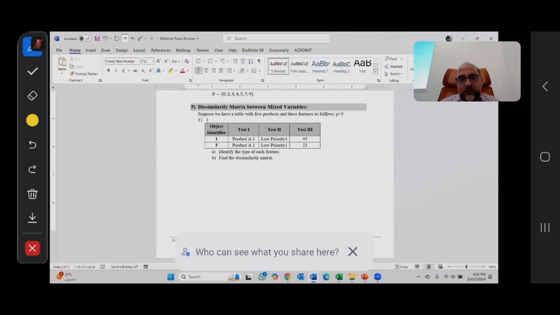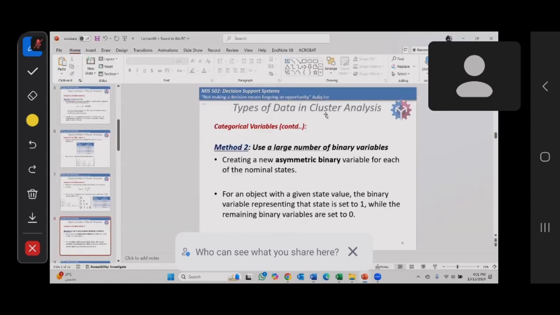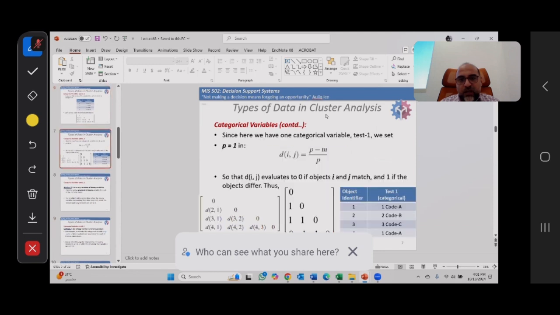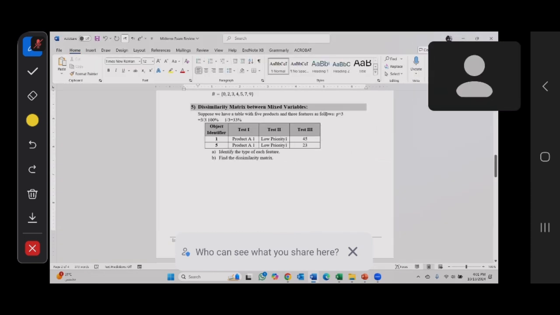So 3 divided by 3 and 1 divided by 3, because there are only 3 variables. 3 divided by 3 means 100% mismatch, 100% dissimilar. Here it's 33% dissimilar. Do you understand that? For example, here, when you actually have to divide it with p as well, you will see here.